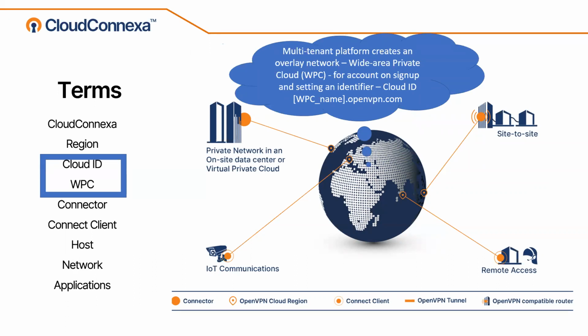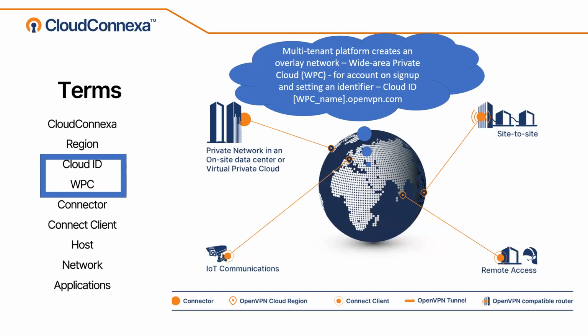Instead, we have used a multi-tenant architecture from the get-go, which is cost effective, and we can pass those savings to our clients. The other important aspect of being multi-tenant is that as soon as you sign up for the service, the virtual overlay network, which we call a wide area private cloud, or WPC, is created immediately.